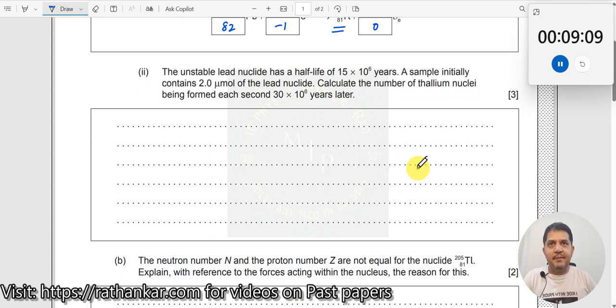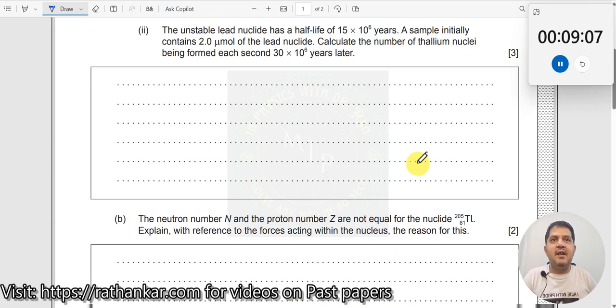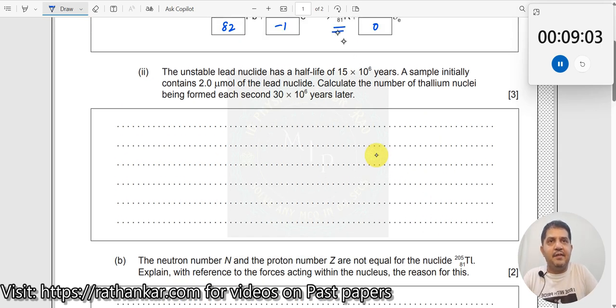Very easy question. The unstable lead nuclei has a half-life of 15 into 10 power 6 years. Half-life is given here, T half is given here. A sample of nuclei consists of 2 micromoles. 2 micromoles means what? The mole content has been given here of the lead nuclei. Calculate the number of thallium nuclei being formed each second 30 into 10 power 6 years later.